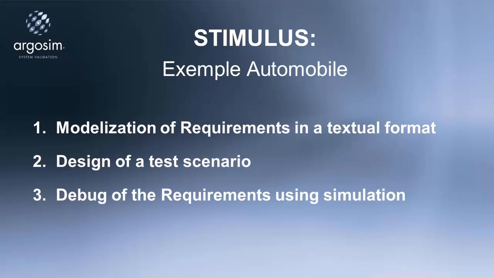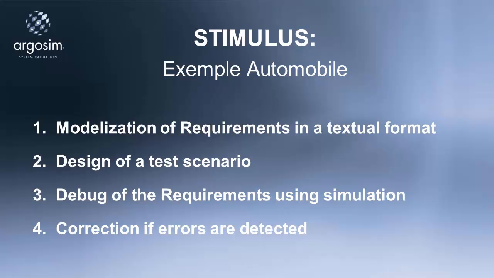First, see how classical textual requirement, written in natural language, can match Stimulus' formalized textual requirement. 2, define a test scenario to validate the specified system behavior using Stimulus simulation capabilities. And 3, observe the behavior of the system. In fact, at this stage, we will observe the execution of the system specification. We'll see that some errors happen and some undesired scenarios as well. We will of course see how you can fix them.